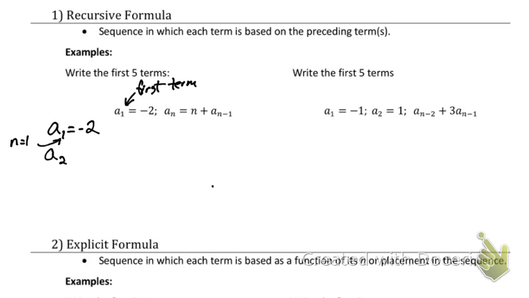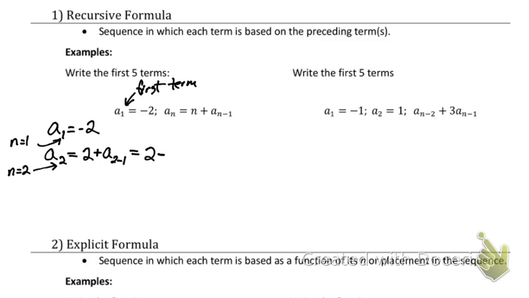Now we're going to go a sub 2. Well, if I'm replacing that n with 2, we now have n equals 2. Which means I'm going to replace all of the n's with 2. So I'm supposed to do n plus a sub n minus 1. So instead of the n's, I'm going to put a 2. So we're going to have 2 plus a sub 2 minus 1.